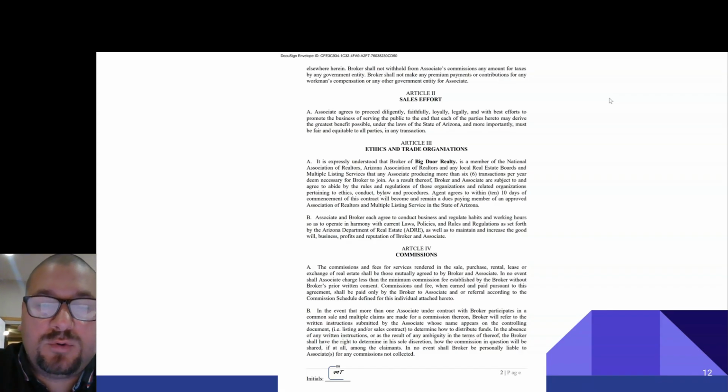In the event that more than one associate under contract with the broker participates in the common sale and multiple claims are made for a commission thereon, broker will refer to the written instructions submitted by the associate whose name appears on the controlling document, i.e., listing and or sales contract, to determine how to distribute funds in the absence of any written instructions or as the result of any ambiguity in the terms thereof.